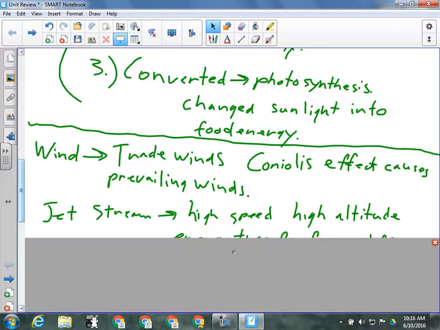Okay, then we talked about winds. We talked about the trade winds. We talked about the Coriolis effect causing prevailing winds. Now, is it just the Coriolis effect, or is there something the Coriolis effect has to work with in order to make prevailing winds?